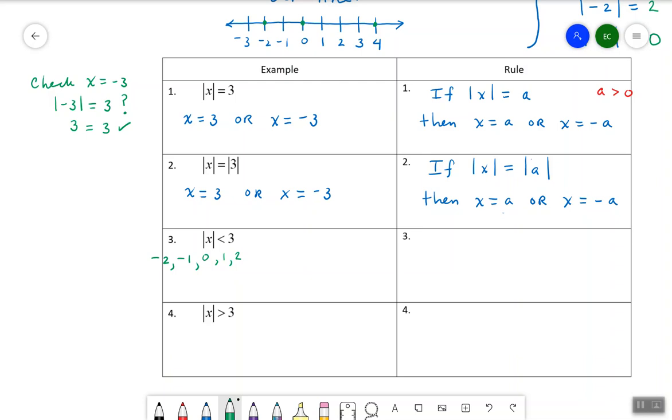Does negative 3 work? Well, let's come out here on the side and just check x equal negative 3 in this inequality. So let's plug it in and write a question mark at the end. Let's simplify the left-hand side and get 3. Is 3 less than 3? No, that's not true. So negative 3 doesn't work. Negative 4, negative 5 don't work.